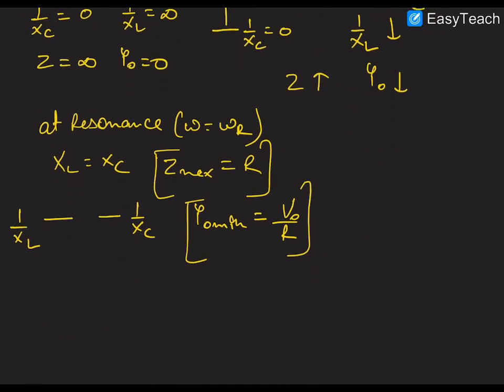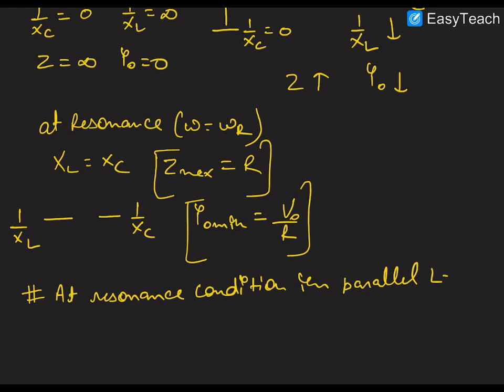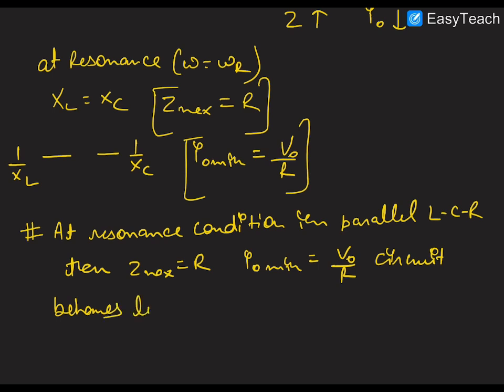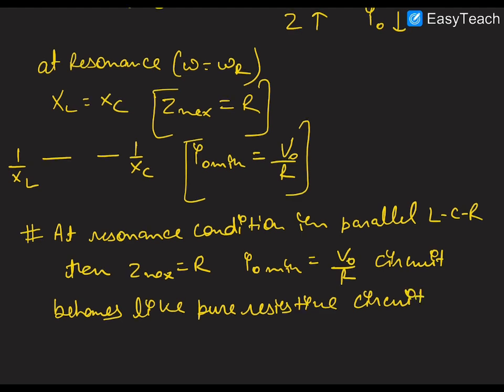So it is very important to note that at resonance condition in parallel LCR, Z becomes maximum and it is equal to R, and I naught becomes minimum and it is V naught by R. And the circuit behaves like a pure resistive circuit.